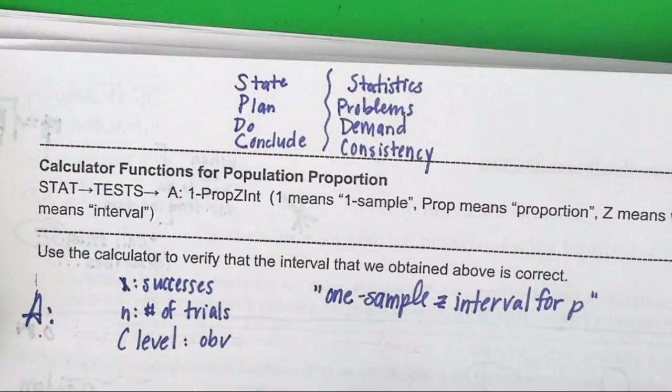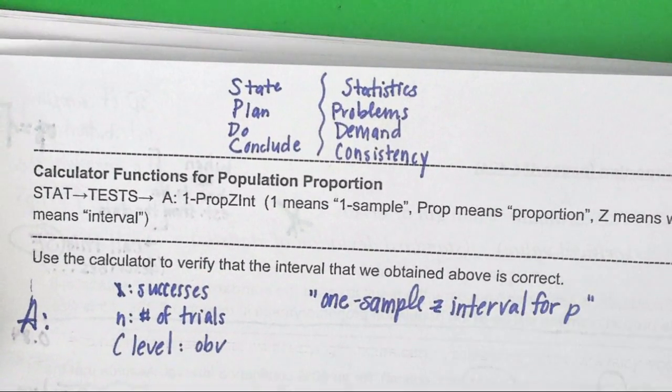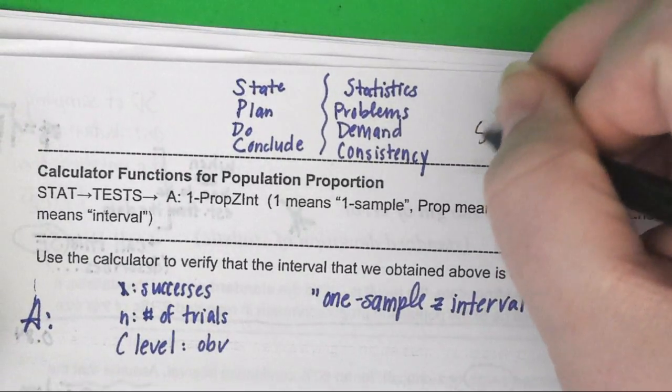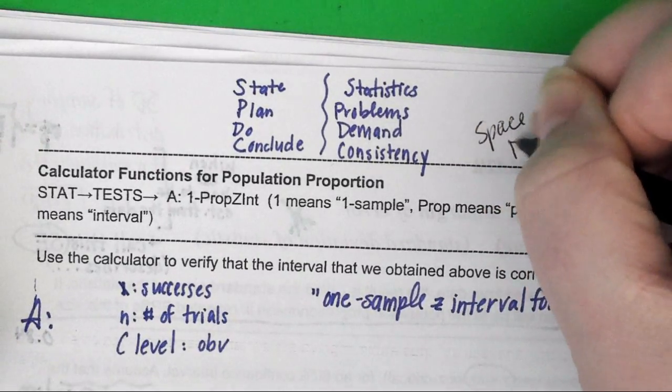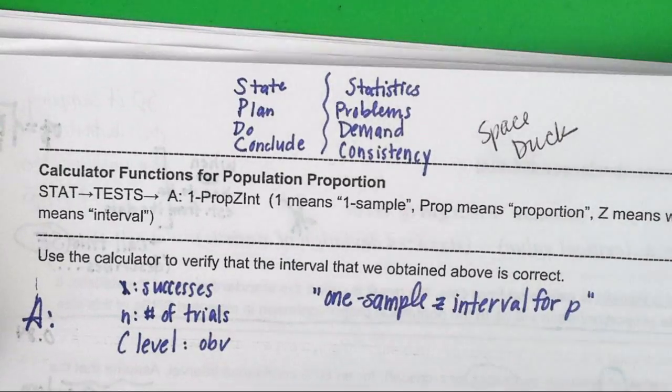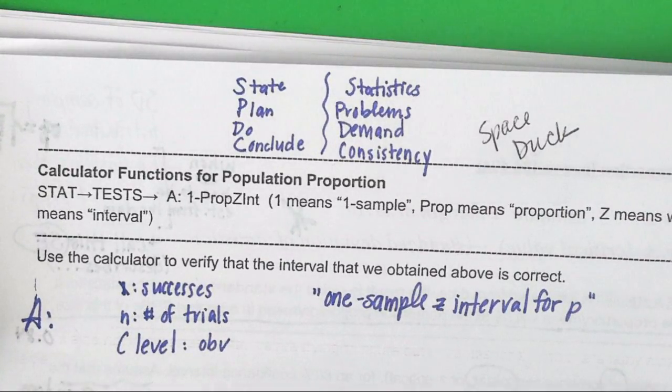And the key to that is statistics problems demand consistency. That's just something more to remember. That's what I think too, but that was what the book suggested. Let's go with Space Duck. I like Space Duck. Yeah, I've finally done something worthwhile. You just take out the vowels and you'll be good.